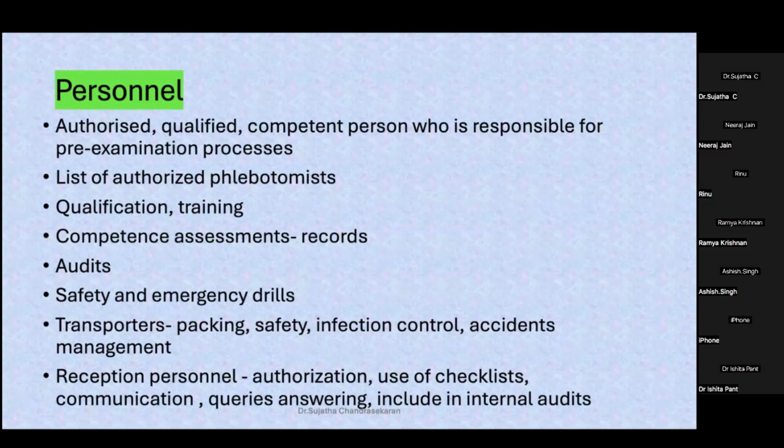That is why the facility manager is required. In case somebody wants to know what test we need to do, or what type of sample we have to collect for this particular test, this person must be in a position to guide them. Then these have to be included in internal audits, which is again a weak area. Generally, the reception personnel are not included in internal audits.